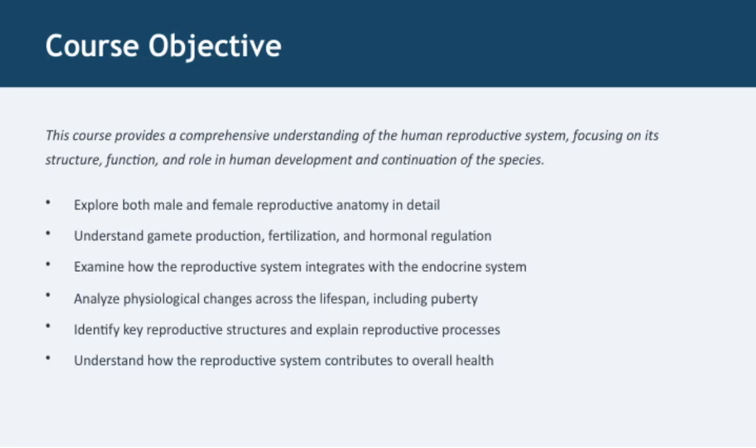Today, we're going to explore both male and female reproductive anatomy in detail, so we can understand how each system is structured and functions. We'll look at how gametes, sperm and eggs, are produced, how fertilization occurs, and how hormonal regulation controls these processes. It's also important to see how the reproductive system works hand in hand with the endocrine system to regulate various functions. We'll examine the physiological changes that happen throughout the lifespan, including the key stage of puberty, when many of these processes become active. I'll identify and explain the key reproductive structures and how they contribute to reproductive processes.